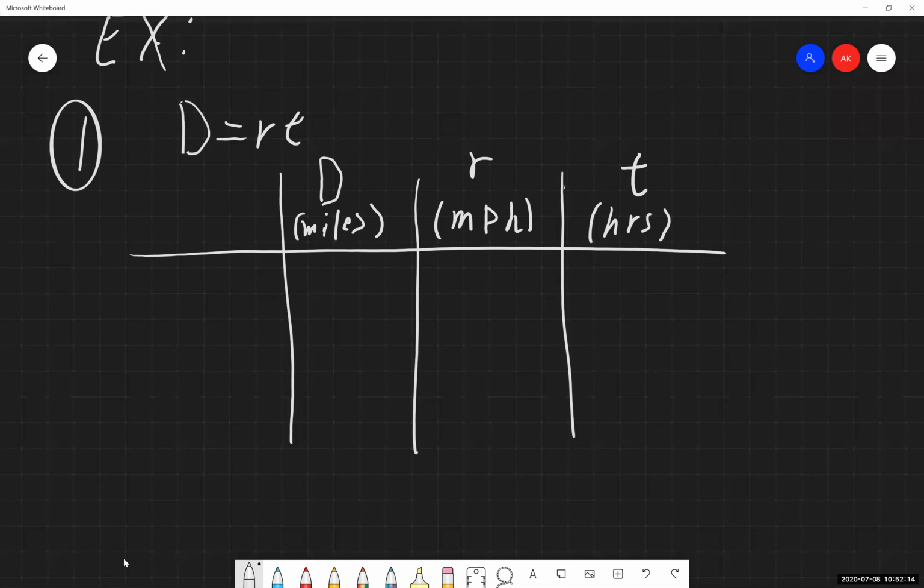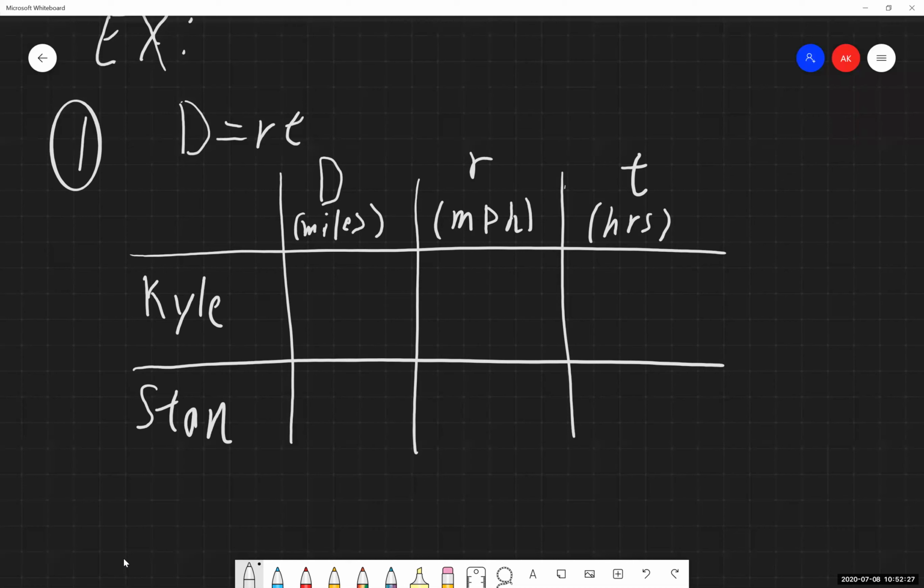And now we need to break this down a little bit further and work with the two bikers that we have shown up here. So we have the information for Kyle, and then we have the information for Stan. Now, I'll reread the problem, and just like we did with our bucket problems, we're going to start filling in parts of this table with information that we do know.